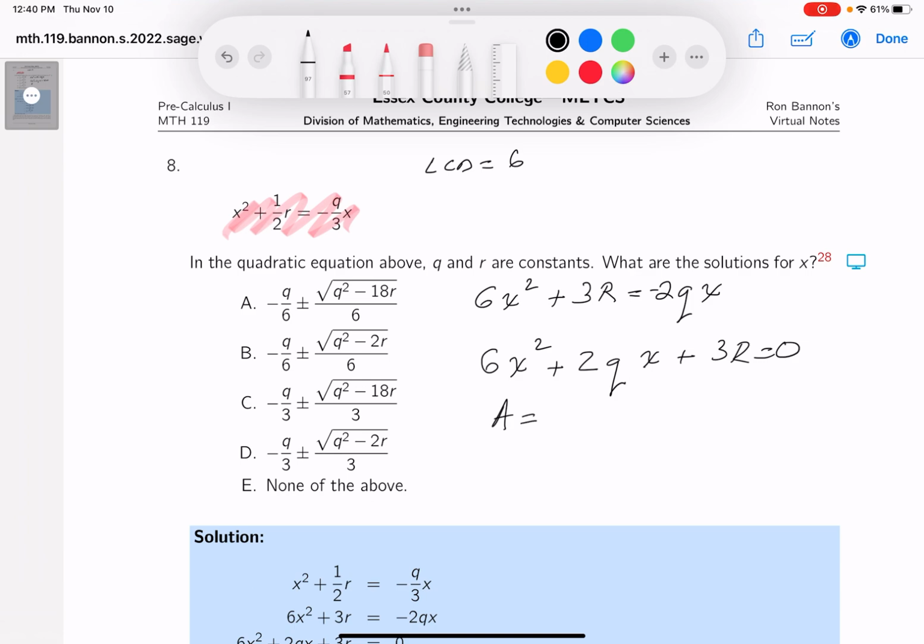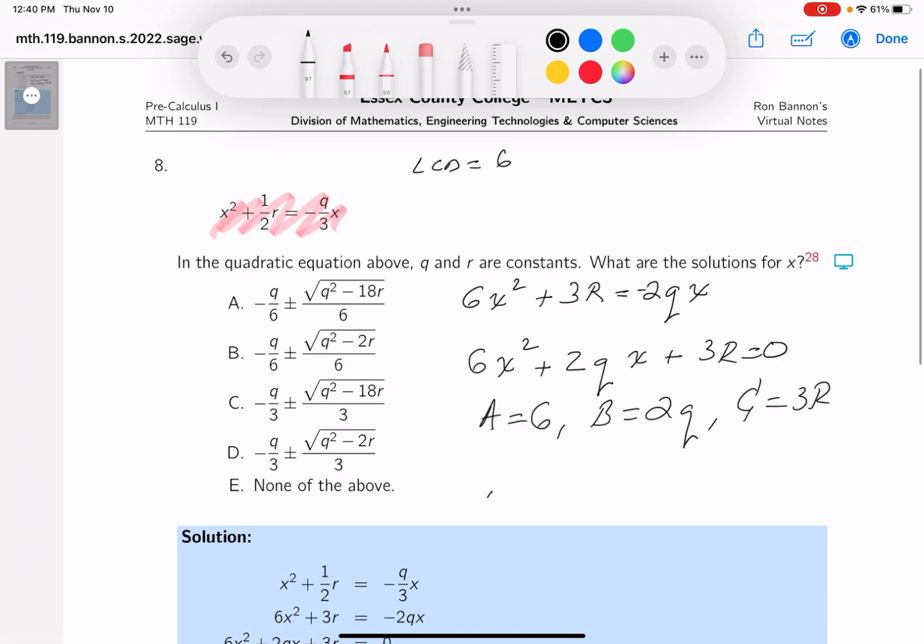Quadratic formula: the a is 6, the b is 2q, and the c is 3r. Let's just plug it in. X equals, well, let's see, the bottom would be 12. Then what do you get? The opposite of b, which is minus 2q.